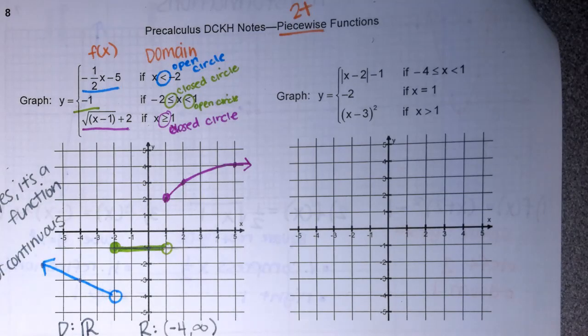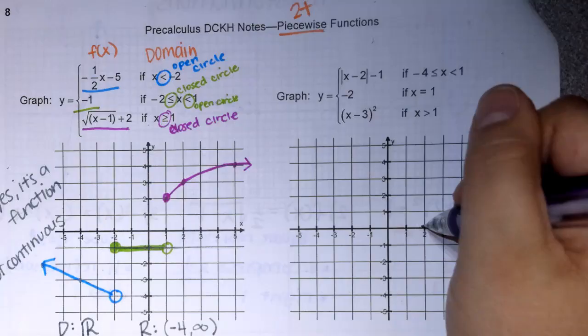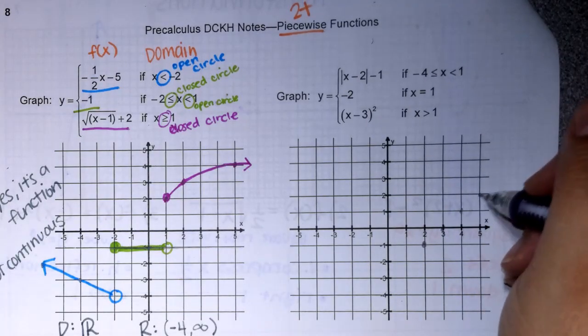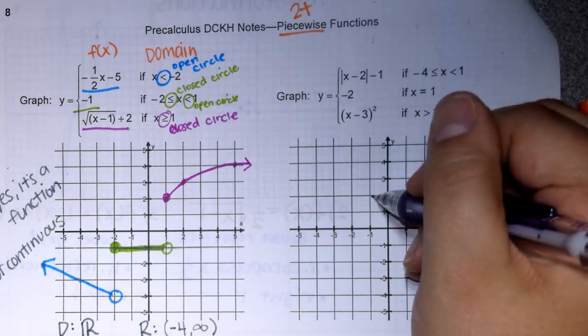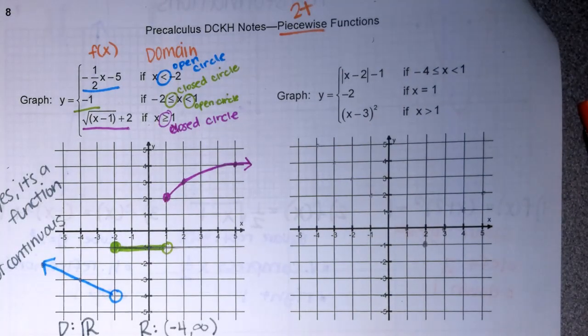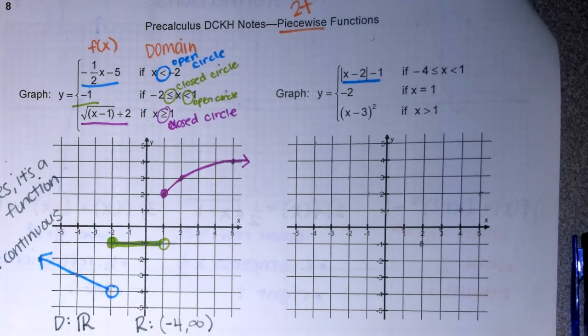Let's do the next one. Absolute value of x minus 2 minus 1. How am I going to graph that? Right 2, down 1. And what are my restrictions here? This one's a little bit different. Why?